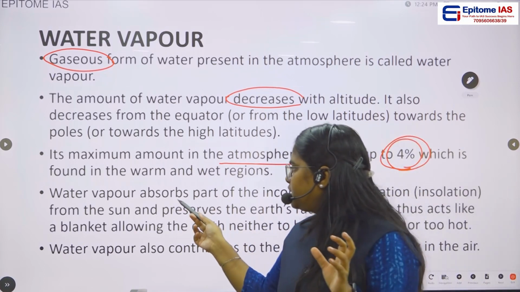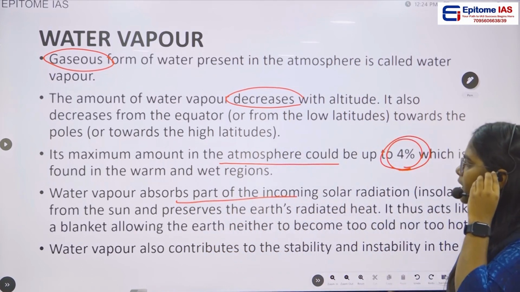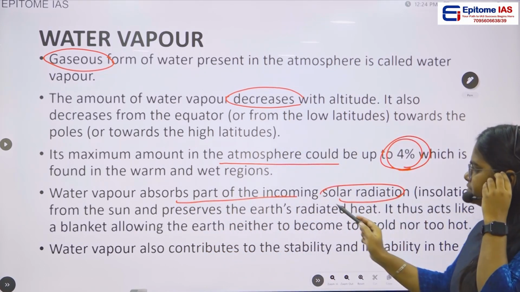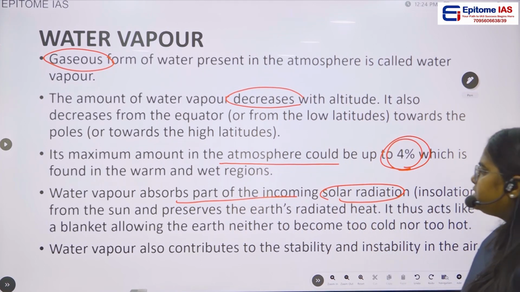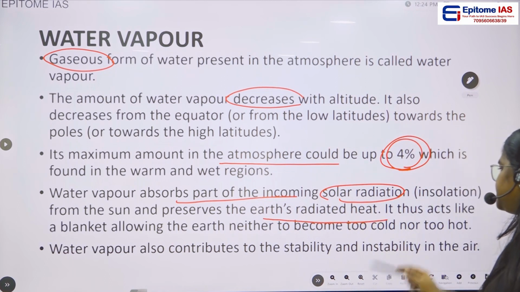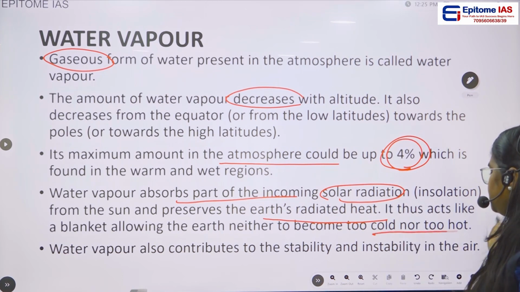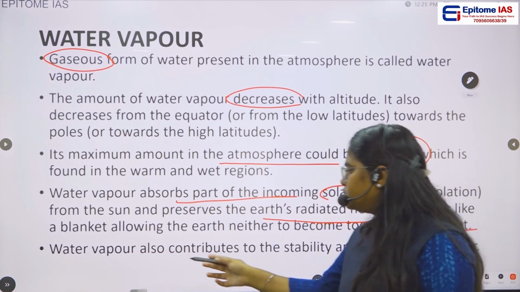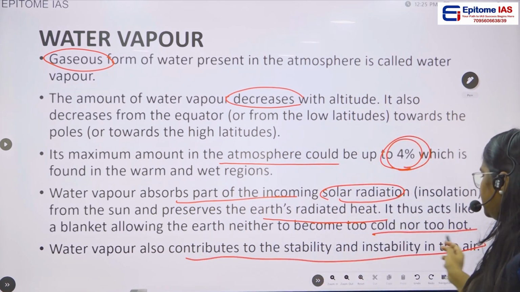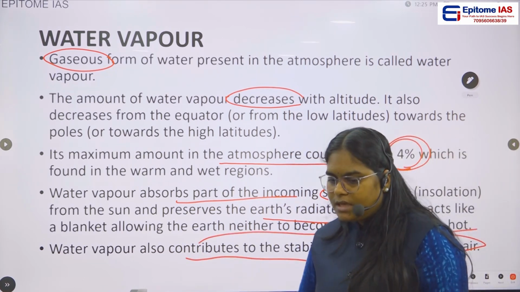The water vapor absorbs part of the incoming solar radiation, that is the insolation from the sun, and preserves the earth's radiated heat. It thus acts like a blanket, allowing the earth neither to become too cold nor too hot. So the water vapor also contributes to the stability and the instability in the air.